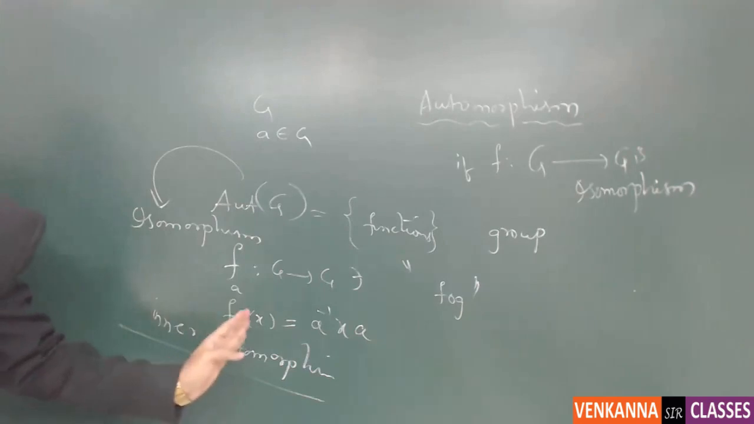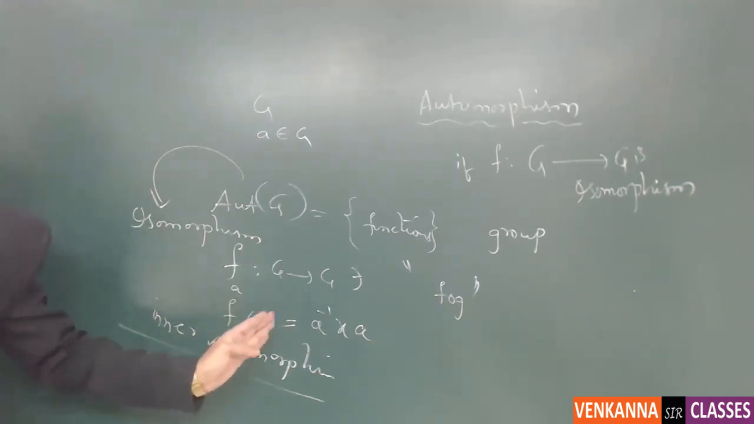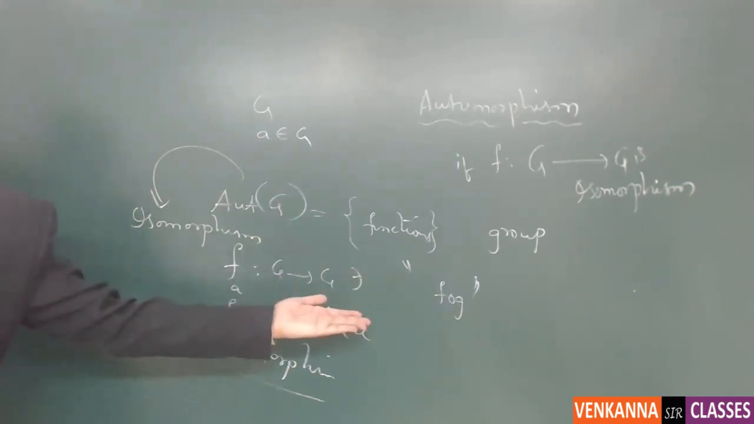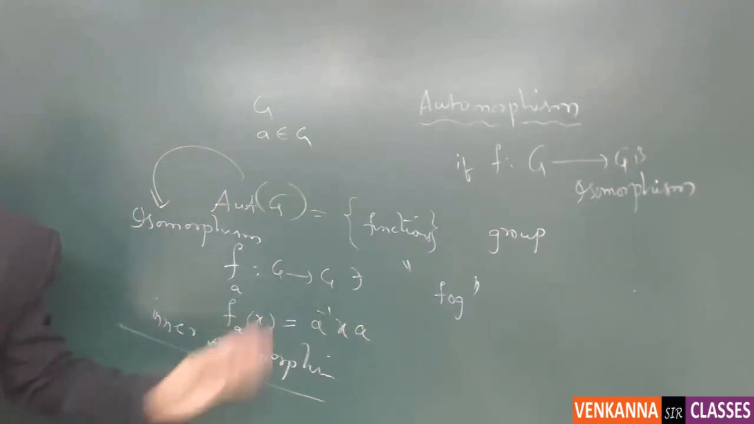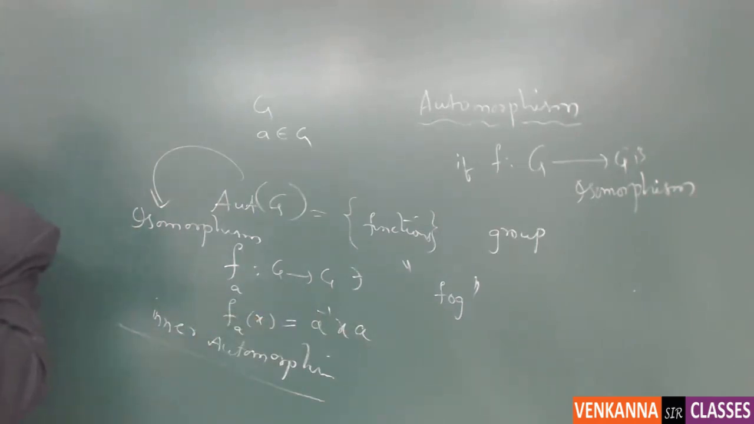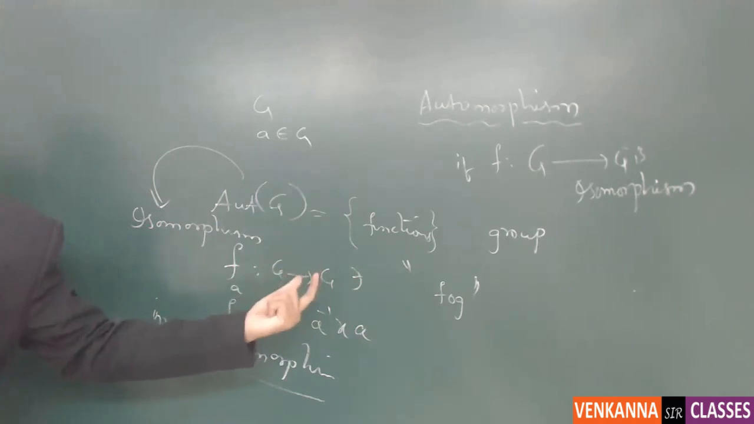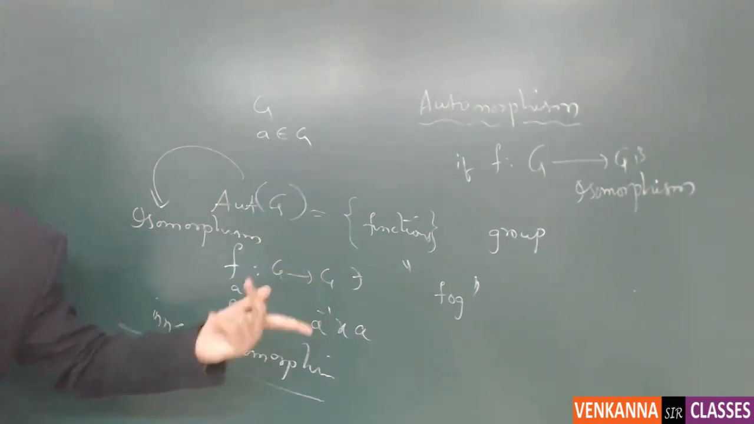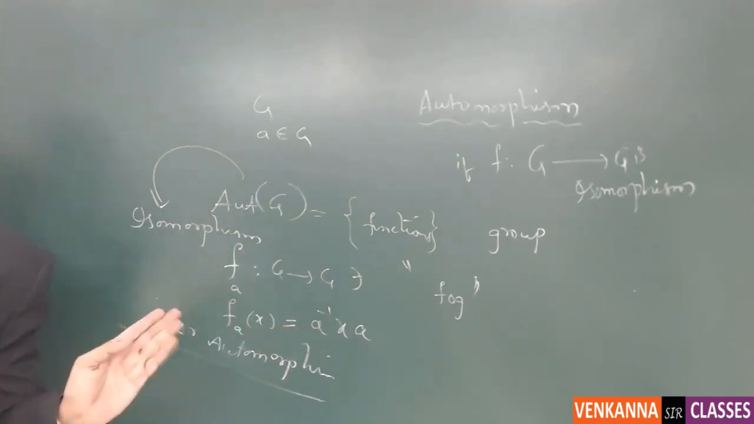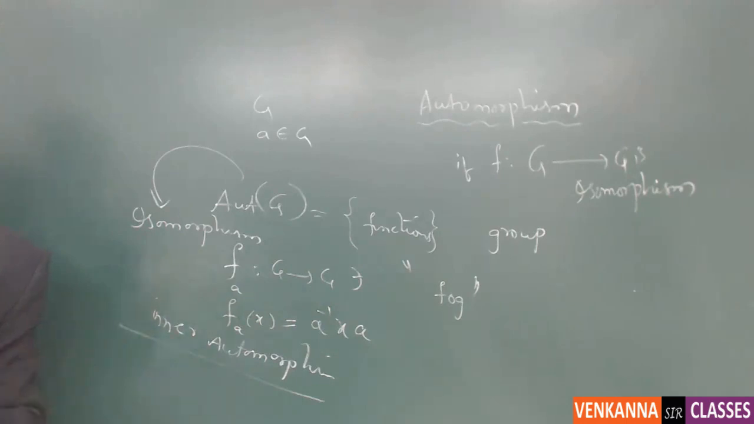So apart from taking it like this, if you define any other automorphism, that we call an outer automorphism. Apart from fixing an element, if you define it in a different way, that we call an outer automorphism. Now tell me wherever you have a doubt. Do you have a doubt about this definition?